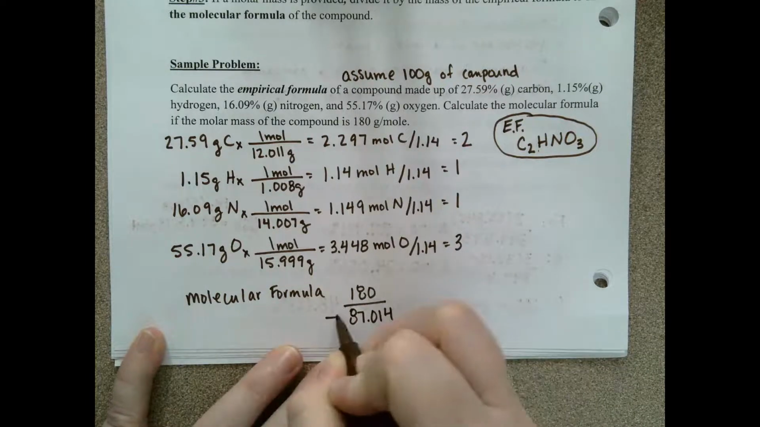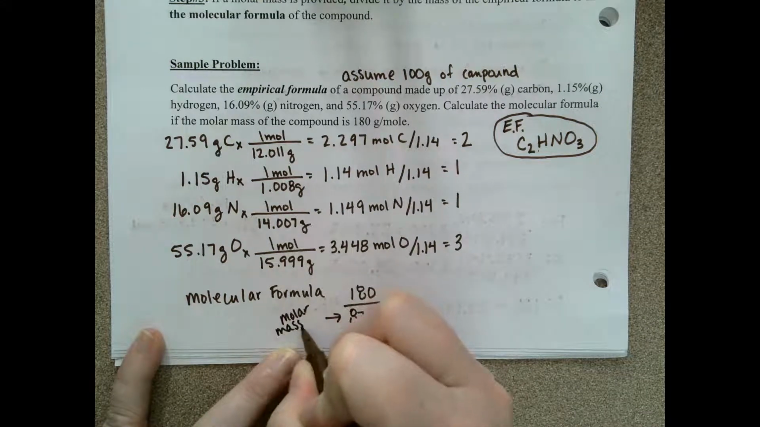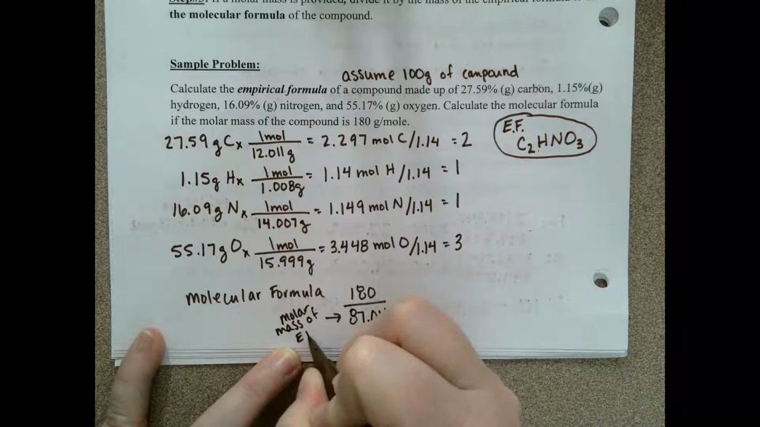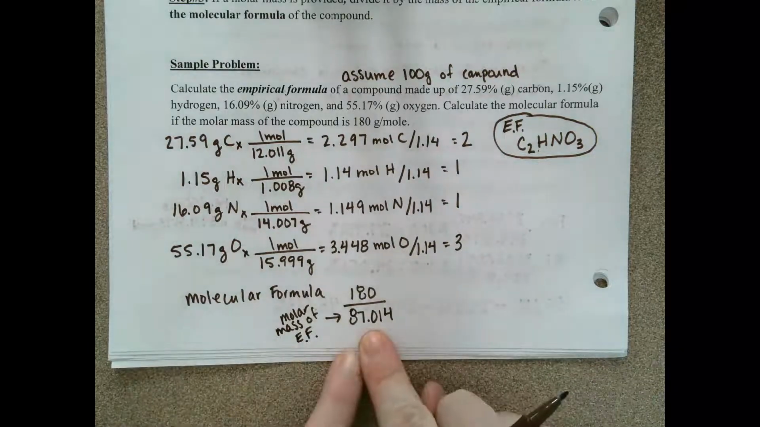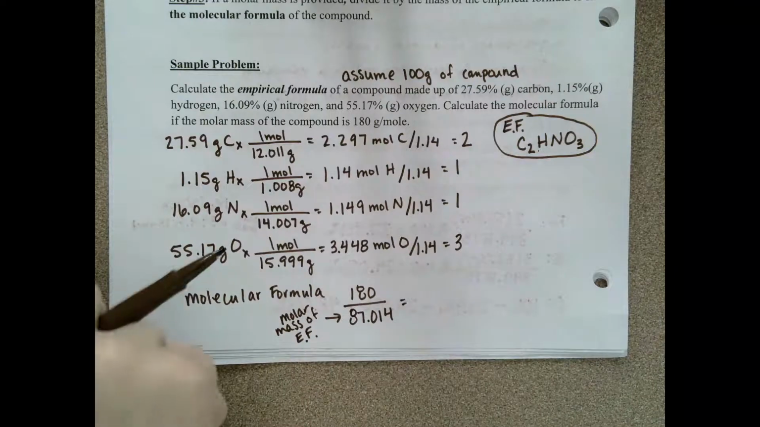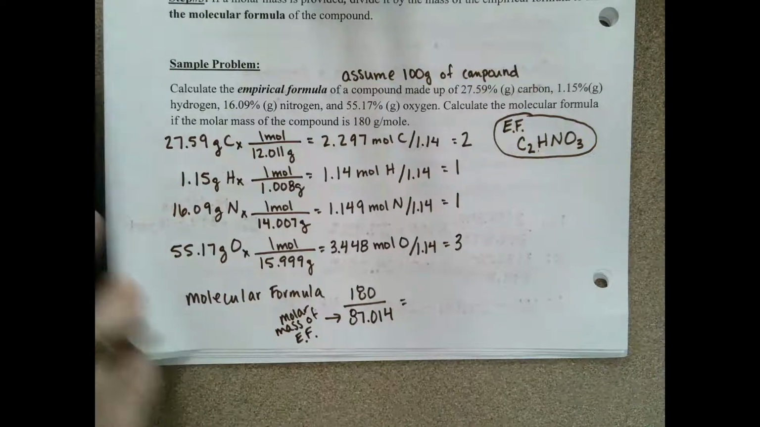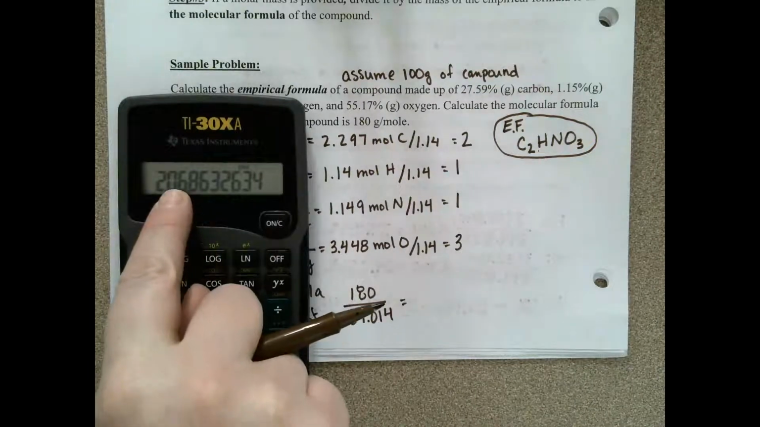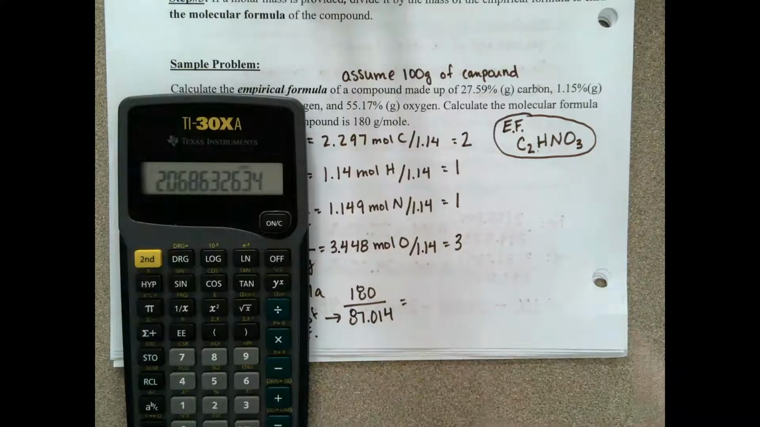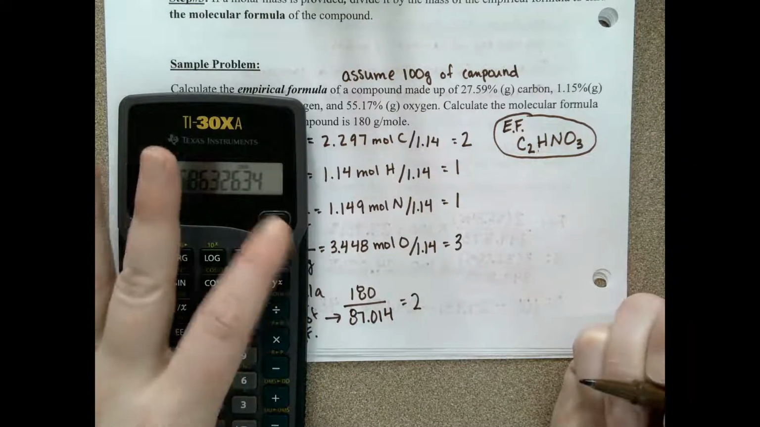87.014. Okay, so that's the molar mass of the empirical formula. All right, so I'm going to take 180 divided by that. And you get this. So again, just like what we did here, this number is 2.